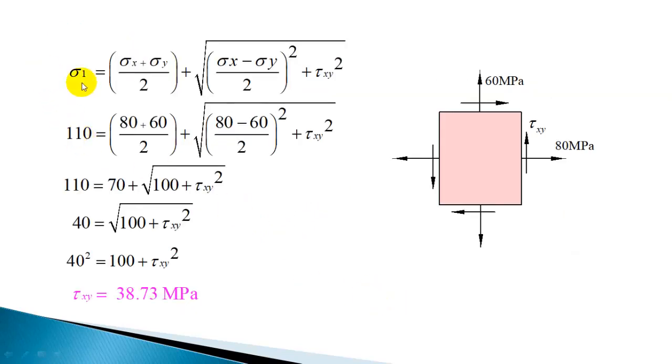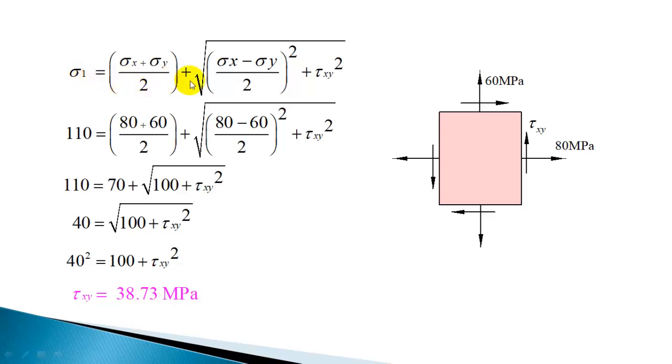Now you have equation sigma 1 as (sigma x plus sigma y) by 2 plus root of ((sigma x minus sigma y) by 2) square plus tau xy square. So this is expression for principal stress. Sigma 1 and sigma 2 are plus or minus. So I will take the plus sign.